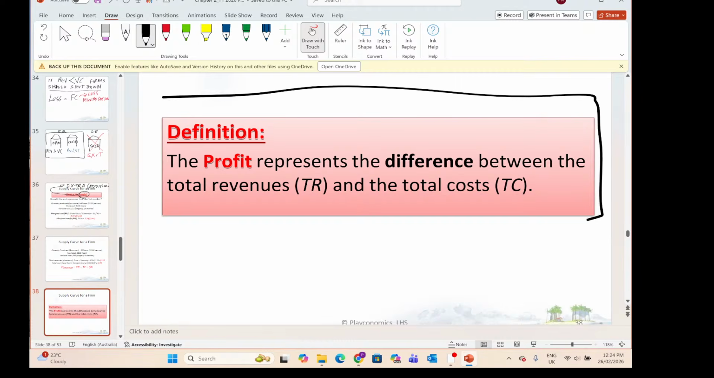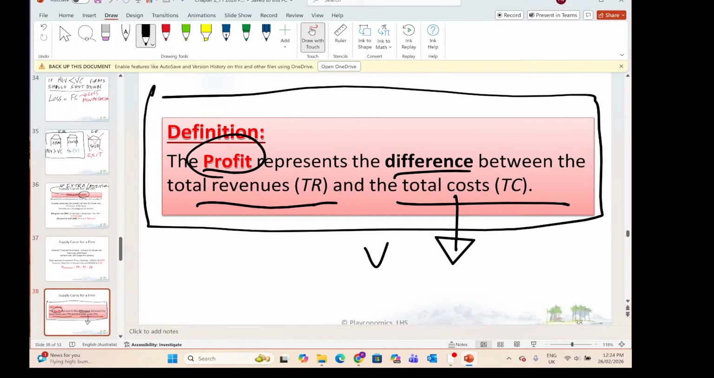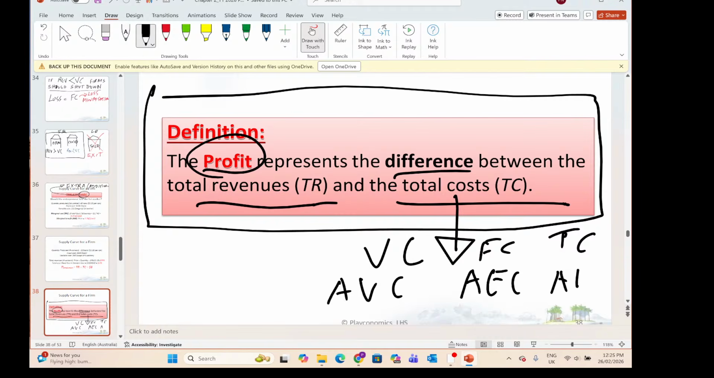At the moment, I want to deal with the issue of profit. Profit is the difference between the total revenue and the total cost. I'm going to work on this a little bit as we go down into our diagrams at the end. At the moment, what are we doing today? We are really doing costs today. We're doing variable costs, average variable cost, fixed cost, average fixed cost, total cost, and average total cost.